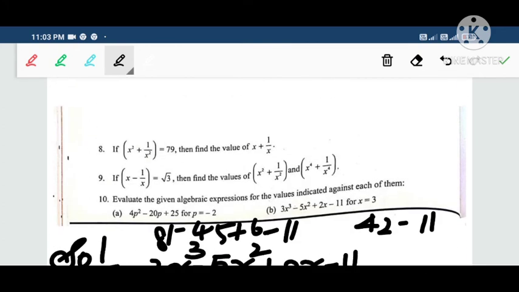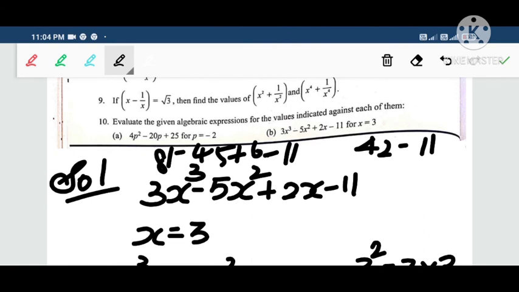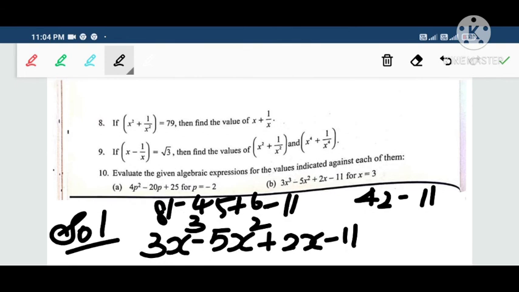Now we complete this exercise. Next class we discuss how to factorize the expression. Today I give the homework: sum 10, the first question, and I will attach a worksheet on this same method. You can finish it on the day itself. Thank you so much. Have a nice day.